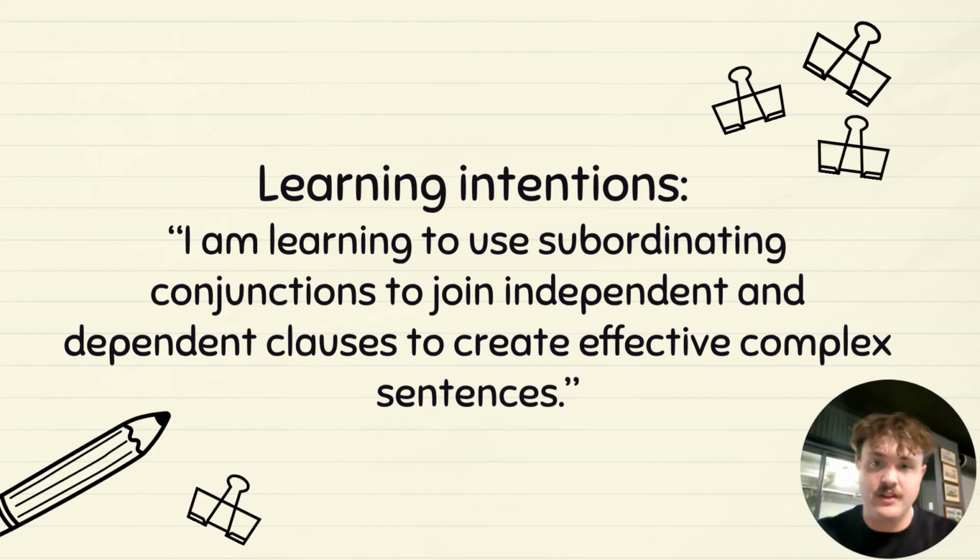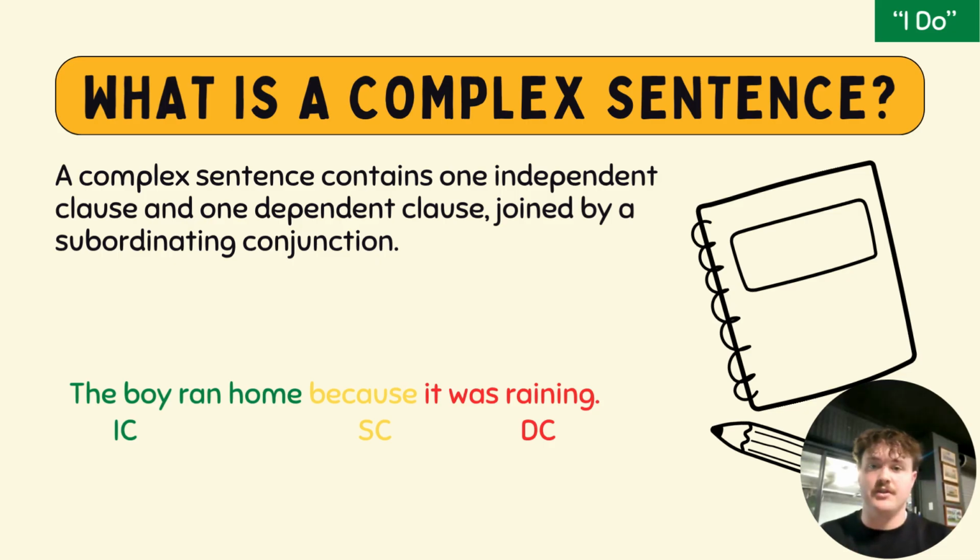So the learning intention is: I am learning to use subordinating conjunctions to join independent and dependent clauses to create effective and complex sentences. So then we would transition into the I do stage. I'll explicitly explain that a complex sentence contains an independent clause and a dependent clause connected by a subordinating conjunction. I'll give the example: the boy ran home because it was raining. I identify the boy ran home as the independent clause because it can stand alone and communicate a complete idea. Because is the subordinating conjunction, and it was raining is the dependent clause.